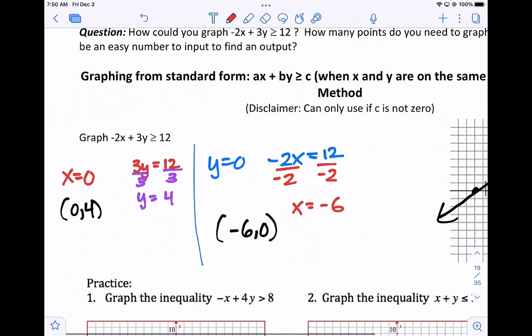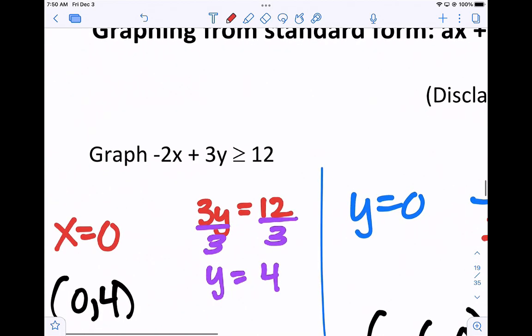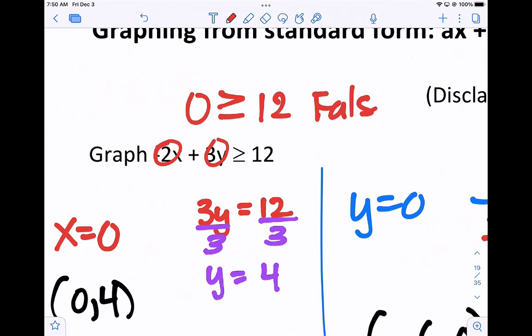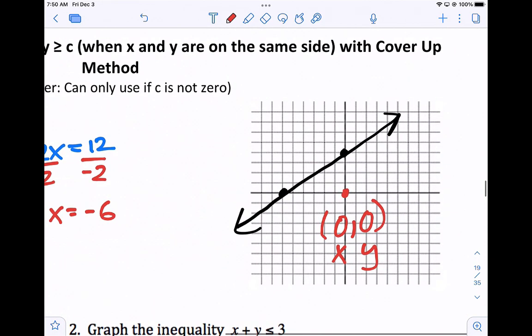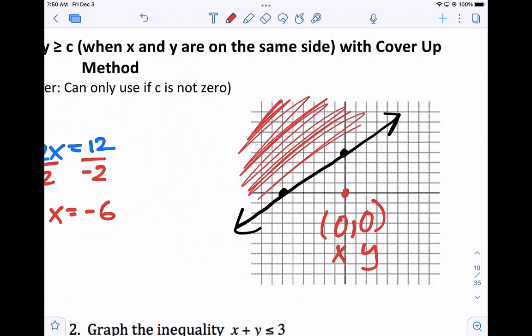So when we plug in 0, 0, what happens is -2 times 0 is 0. 3 times 0 is 0. So we're checking, is 0 greater than or equal to 12? Oops, I put 15. And this is false, right? 0 is not bigger than 12. So we don't shade this side of the line. These answers aren't true. Instead, any point above the line or on the line will work in this inequality. So there are all the answers in the shaded region or on the line.